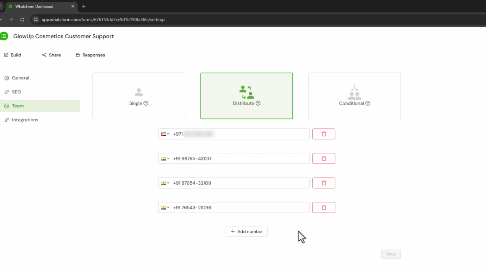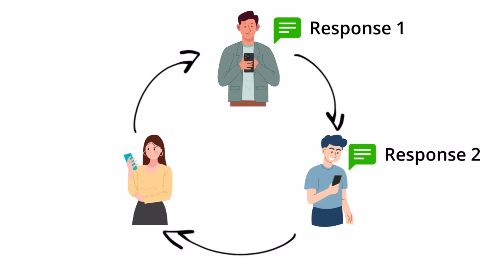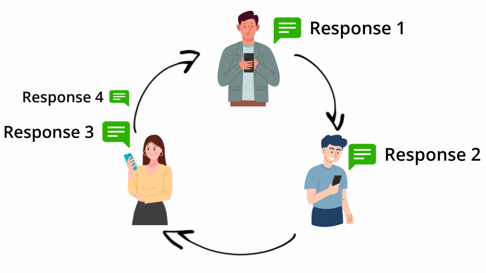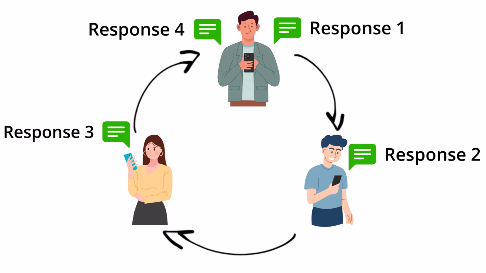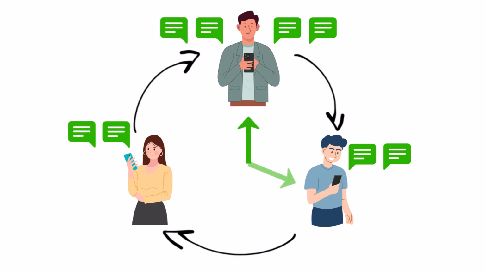Well, it's pretty simple. Here's how it looks. Let's say Response 1 goes to Agent 1. Then Response 2 goes to Agent 2. Response 3 moves to Agent 3. And when a new response comes in, Response 4, it circles back to Agent 1. So it keeps rotating, making sure each agent gets their fair share of responses. This ensures that responses are evenly distributed among agents, making it the simplest way to manage inquiries in WhatsForm.